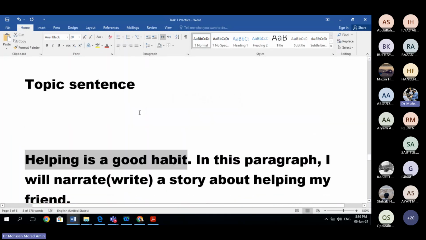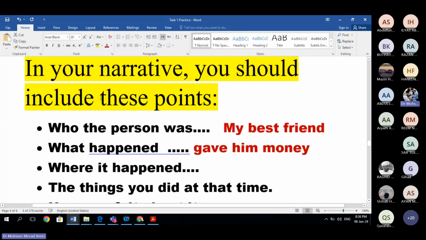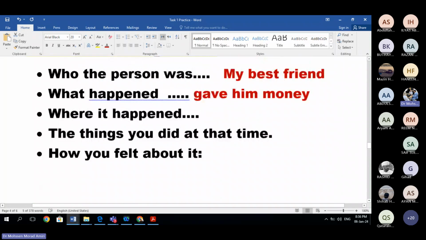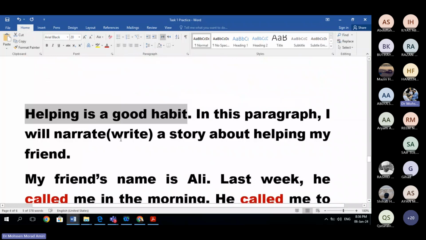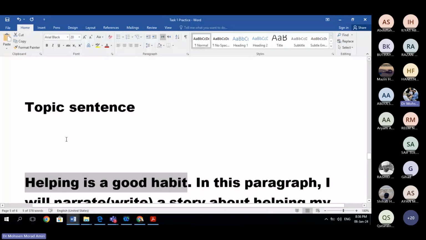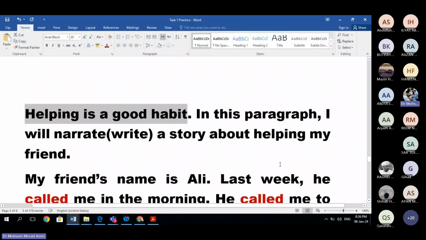Okay, for example, your topic is about helping, right? So keep it in your mind. I should start my paragraph with the topic sentence. So the topic sentence, for example, for this paragraph, we use this one. Helping is a good habit. Sure, it's a very small sentence. Helping is a good habit.